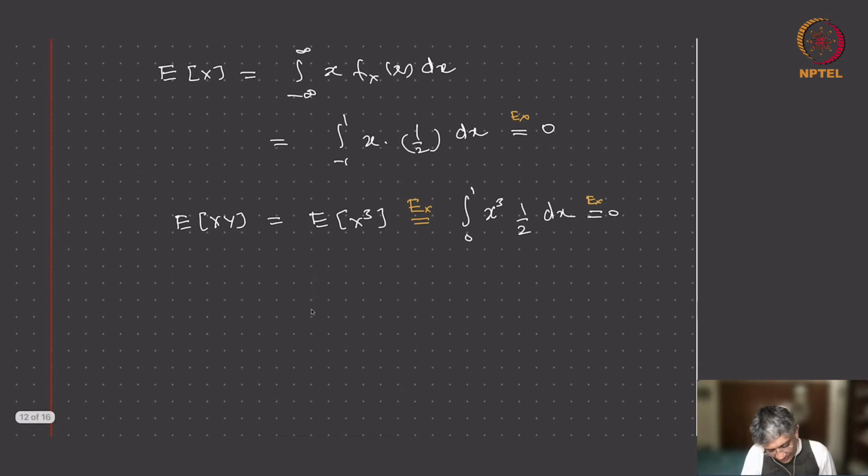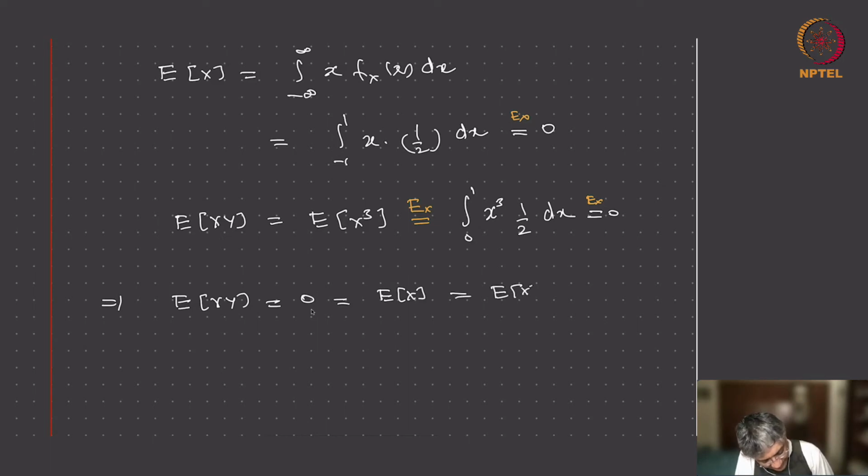Right. So now this will imply what? This will imply E[XY] is equal to 0, which is also equal to E[X], which is 0, right? Which is the same as E[X] times E[Y], because E[X] is 0, right? So therefore E[XY] is equal to E[X] times E[Y]. That's one. Let's call this equation star.